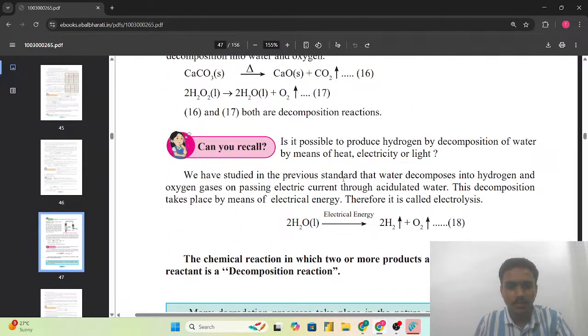So also we have studied in the previous standard that water decomposes into hydrogen and oxygen gas on passing the electric current through acidulated water. This decomposition takes place by means of electrical energy. Therefore, it is called electrolysis.